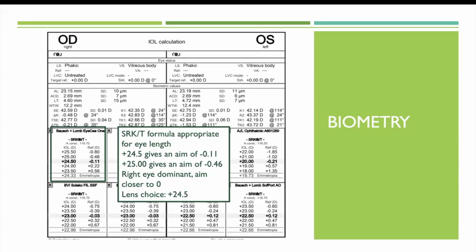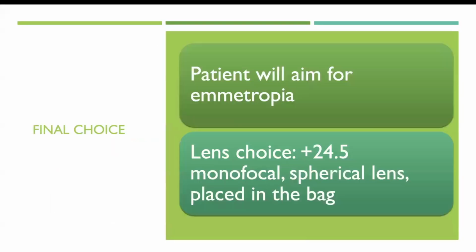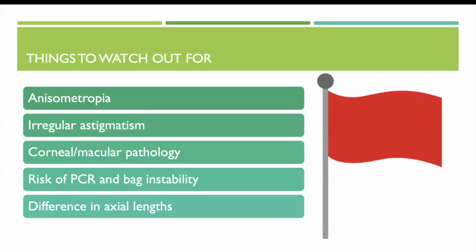So this patient is right-handed and right eye dominant. We're going to aim closer to 0. So we'll choose a 24.5 lens. So in the end, the patient wants to aim for emmetropia, and we've chosen a 24.5 monofocal spherical lens placed in the bag.